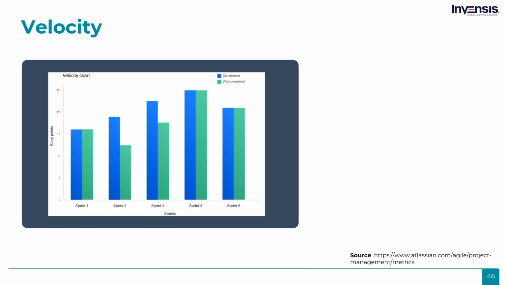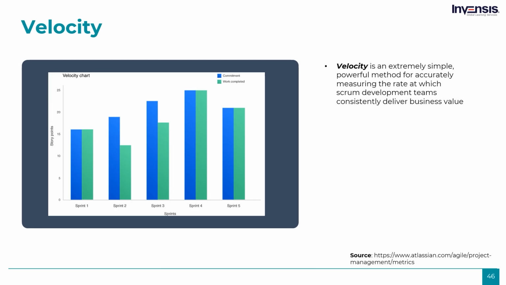Next up we have velocity. Velocity is the average amount of work an Agile team completes during a sprint, measured in either story points or hours, and is very useful for forecasting.